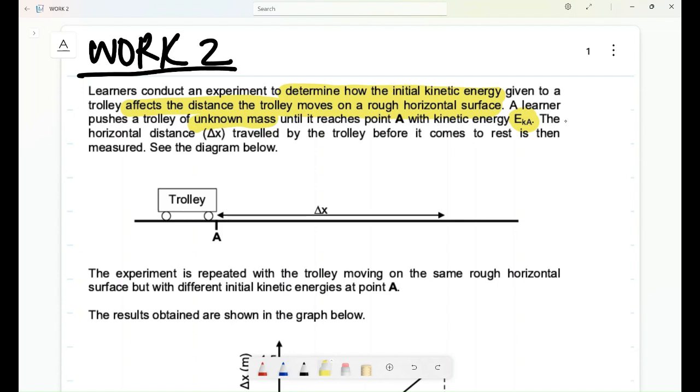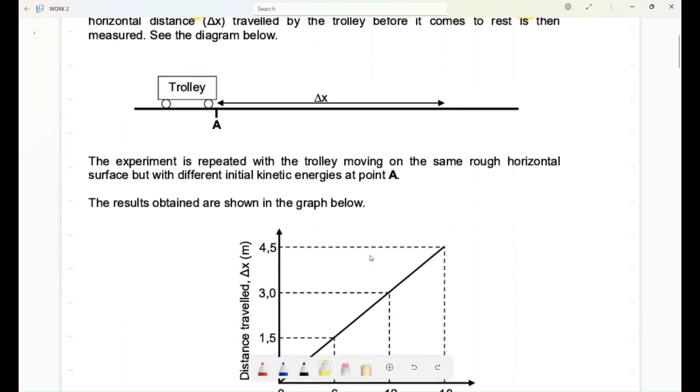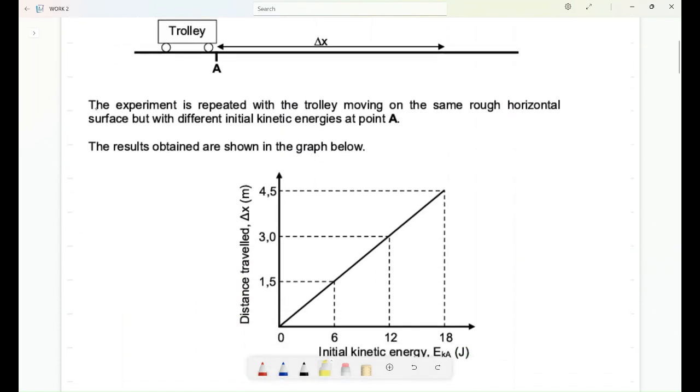The horizontal distance change in x traveled by the trolley before it comes to rest is then measured. Again, before it comes to rest, somewhere it is going to come to rest, we don't know where. Now, we are told that the experiment is repeated with the trolley moving on the same rough horizontal surface but with different kinetic energy at point A. Hence, when our trolley reaches point A, that's when we start our experiment.